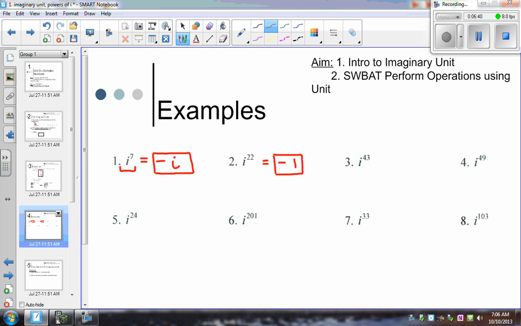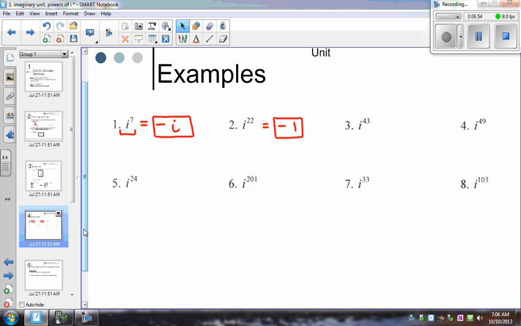You can do the remaining examples on your own. If you could, pause the video, give it about 2-3 minutes. Try them on your own, check them over, and then restart the video from here on the next topic that we will do with our operations of i.